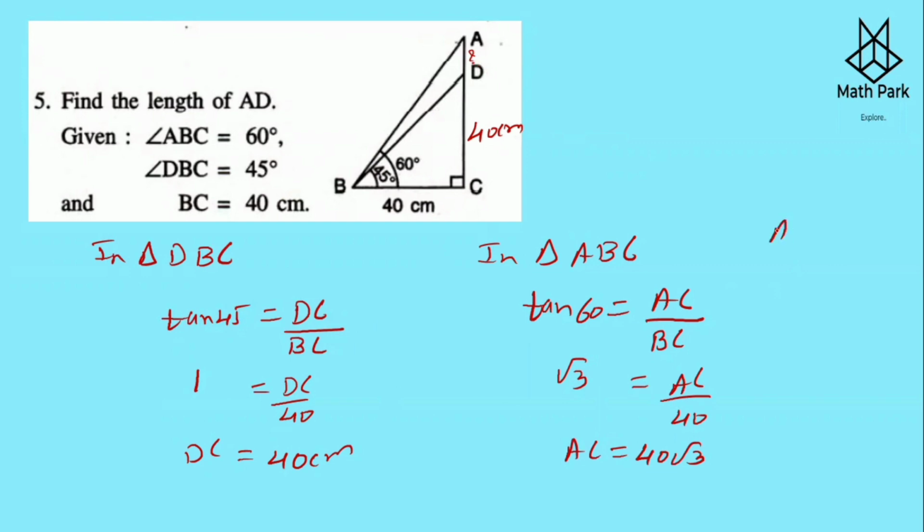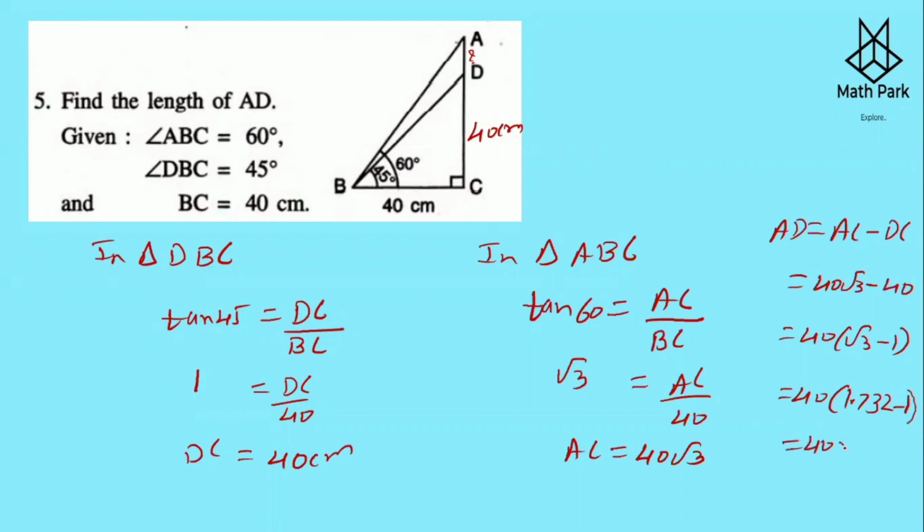So you get AD is equal to AC minus DC, which is AC is 40 root 3 minus DC is 40. So which is 40 taken common, we have root 3 minus 1. So 40 times 1.732 minus 1, which we get as 40 times 0.732. So let us multiply this, as 29.28 centimeters. So this is how you get AD is equal to 29.28 centimeter.